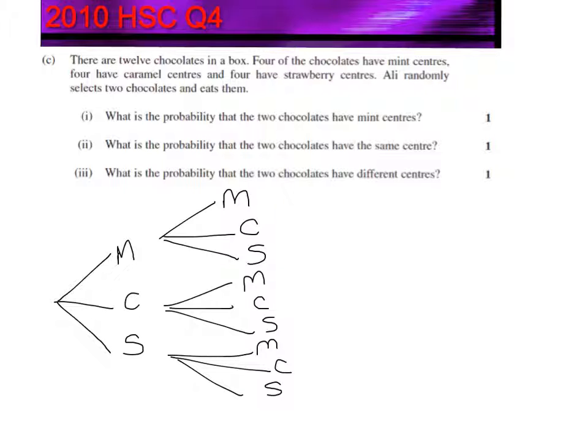Okay, so initially we got 4 mint, 4 caramel, 4 strawberry. So each of the probabilities is going to be 4 out of 12. We could simplify them to 1/3 if we want, but if we keep them as 4/12, it might be easier to work out the probabilities on the next branches. Because remember, the denominator is going to be going down by 1. So we've chosen a chocolate, which means that out of the 12, there's only going to be 11 left to choose from. So our denominator on all these branches is going to be 11 for the second choice of chocolate.